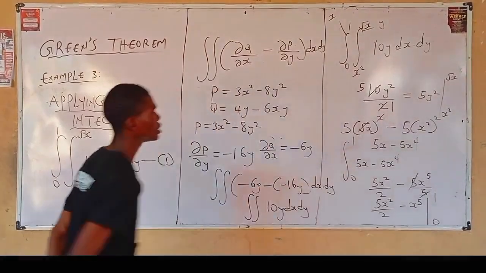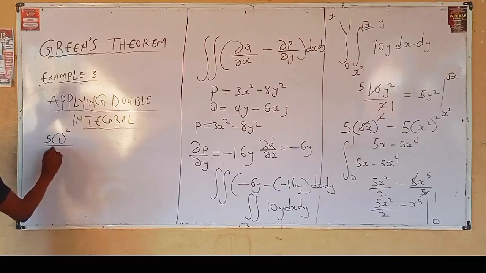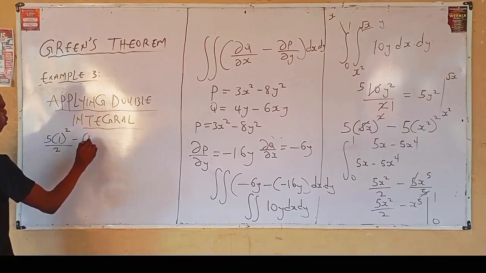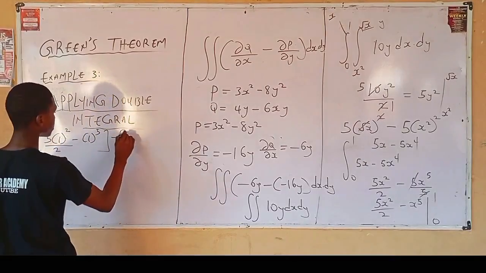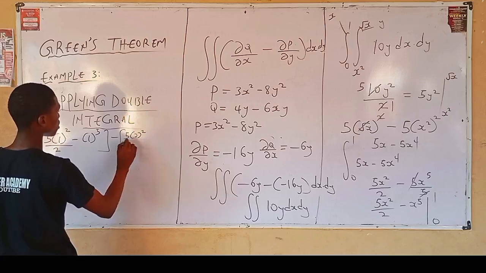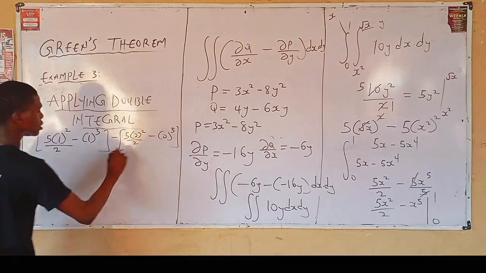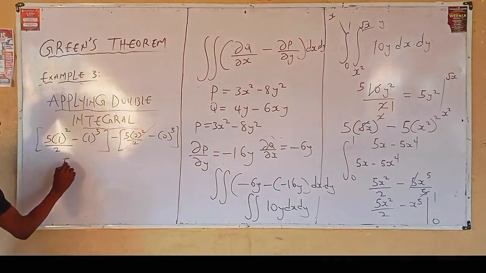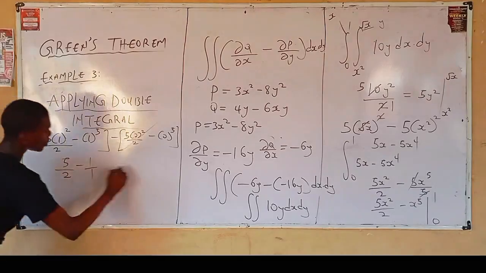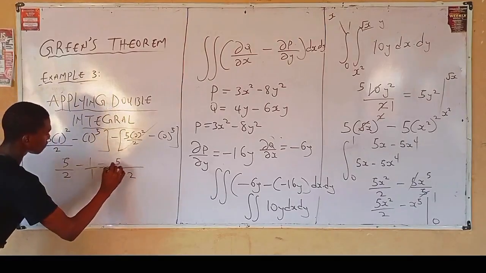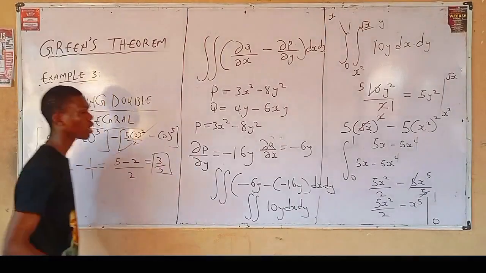By the time you substitute that, you have 5 into bracket 1 squared over 2 minus 1 raised to the power of 5, minus the bracket 5 into 0 squared over 2 minus 0 all raised to the power of 5. Then this will cancel out. So you have 5 over 2 minus 1 over 1. Take the LCM, meaning 2. So you have 5 minus 2, which equals what? 3 over 2. Now, conclude.